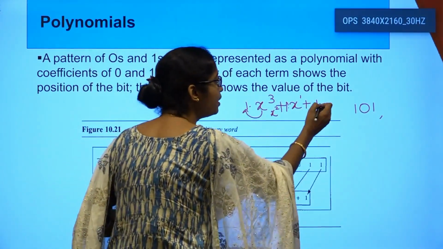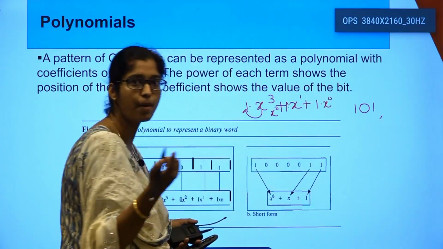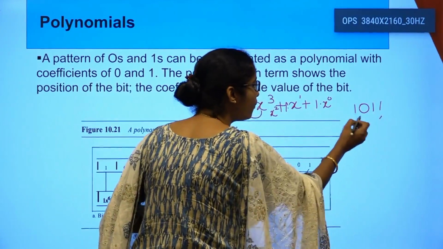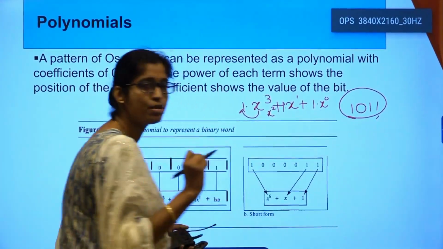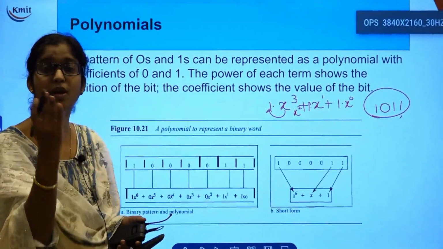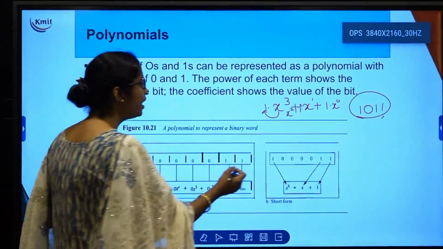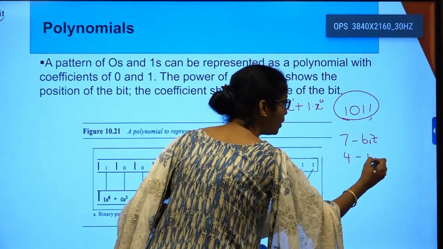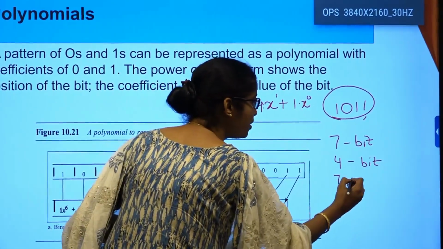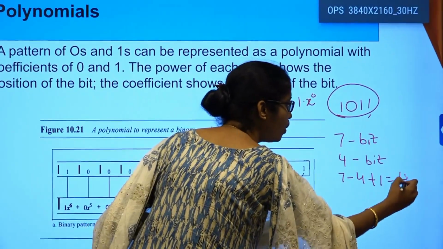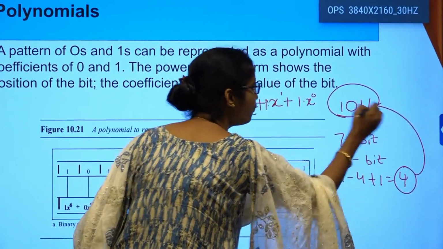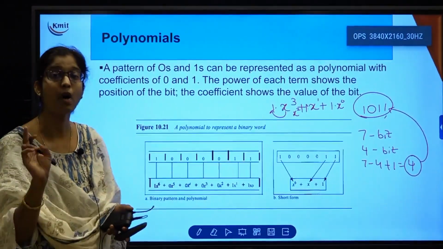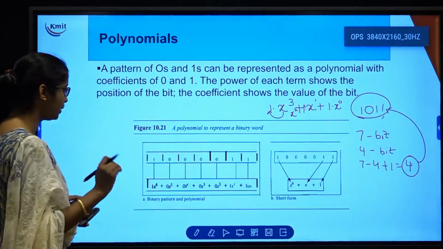Now 1 is nothing but x power 0. X power 0 is 1. So what is the coefficient of x power 0? 1. So what is our divisor now? 1 0 1 1. As I told you, we are using a 4-bit divisor. Just now we have seen that if we have a 7-bit code word and a 4-bit data word, we will have 7 minus 4 plus 1, which equals 4 bits of divisor. So this is how we generate a divisor from a polynomial.